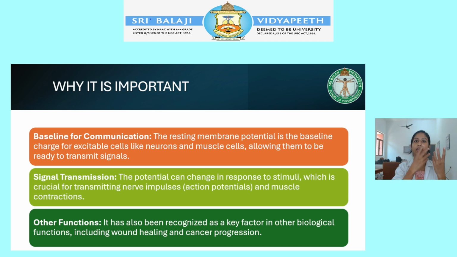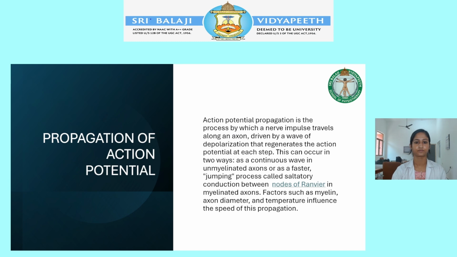So it is going to carry the impulses along the axons with the help of the resting membrane potential. The resting membrane potential works with the help of the neurons and the nerves, that is, nerves and muscles, for nerve impulses and muscular contraction, transmitting the impulses along the axon. This membrane potential takes out the responses along the axons, and for other functions it is used for wound healing, and also for cancer progression.